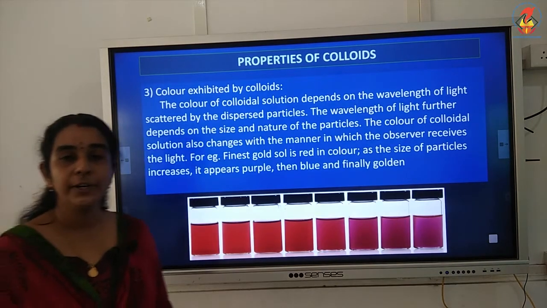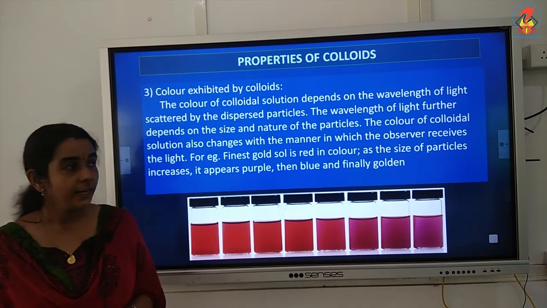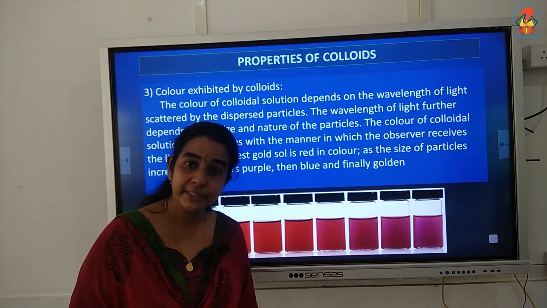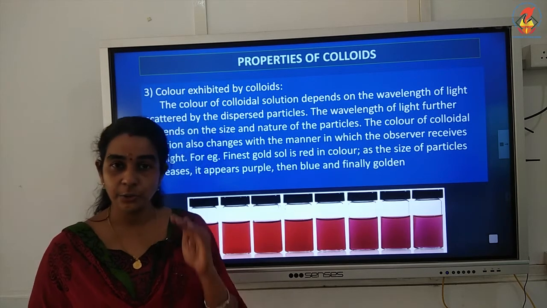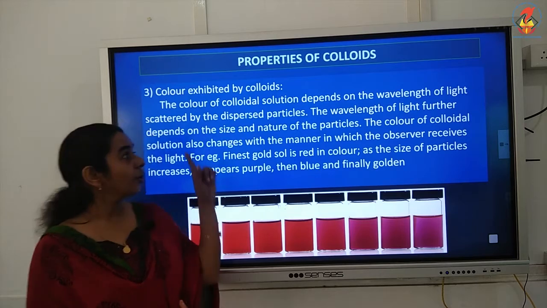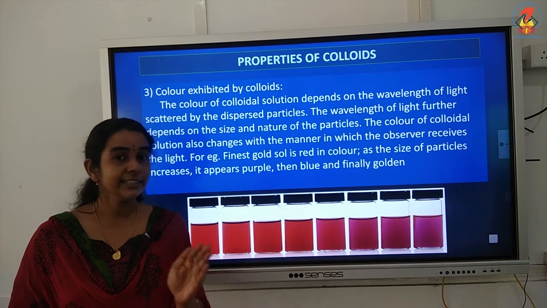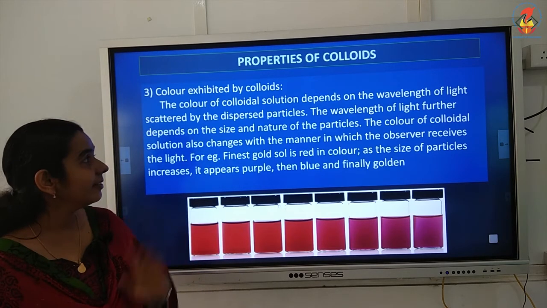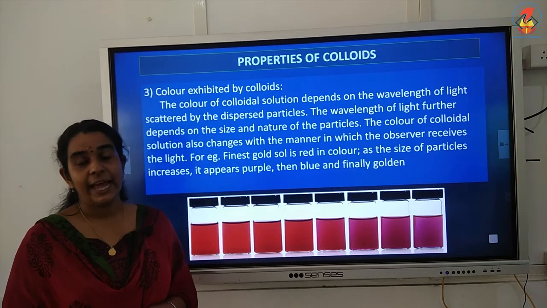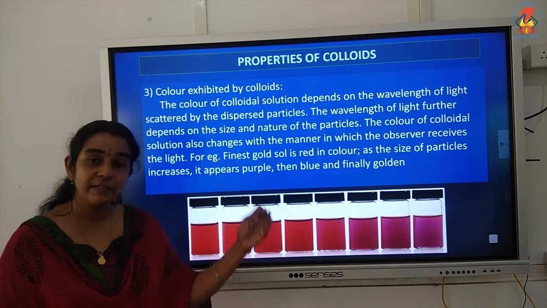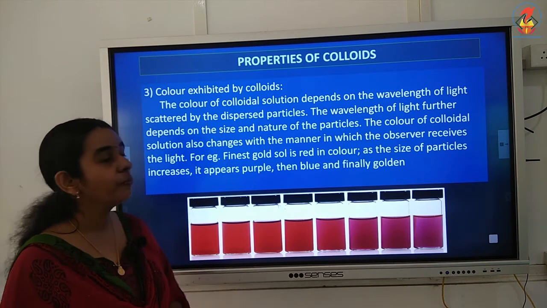Now, the third property of colloids is color. Colloids can exhibit color. The color exhibited by the colloid mainly depends on the wavelength of the scattered light. We know that when light radiations fall on colloidal particles, there will be scattering of light. The wavelength of the scattered light is one of the factors that determines the color of the colloids. And this wavelength again depends on the size of the particle and the nature of particles.